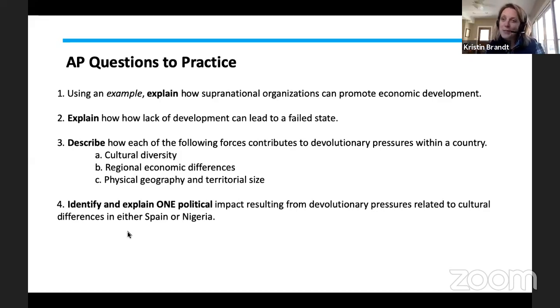Miss Lindsley was kind enough to share some notes with me. And so when I'm looking at her notes: identify and explain one political impact resulting from devolutionary pressures related to cultural differences in either Spain or Nigeria. So I'm going to start with Spain. If we're talking about the identify, you might identify this idea of factors of secession or division. So that would be the identify.